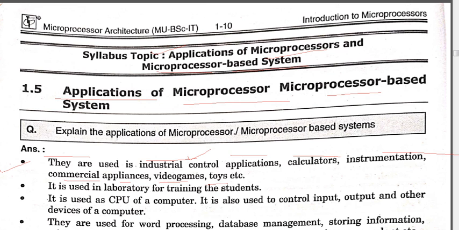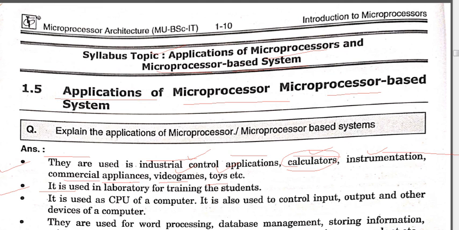ठीक है, देन कैलकुलेटर में माइक्रोप्रोसेसर का यूज़ होता है फॉर द अरिथमेटिक कैलकुलेशन or the scientific calculation. Then instrumentation or in commercial appliances microprocessor is used. It is also used in video games and children toys. So that is the main application area of this microprocessor.